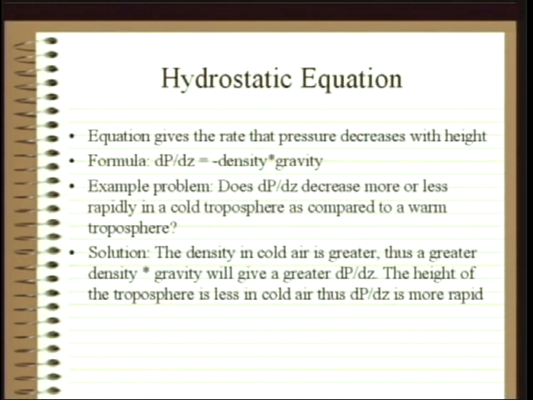So the height of the troposphere is less. Another way of saying that, the thickness of the troposphere is less in cold air. Thus, the change in pressure with change in height is more rapid. Since the thickness is less, you don't have to go up as high to have a significant pressure decrease when you're in cold air.